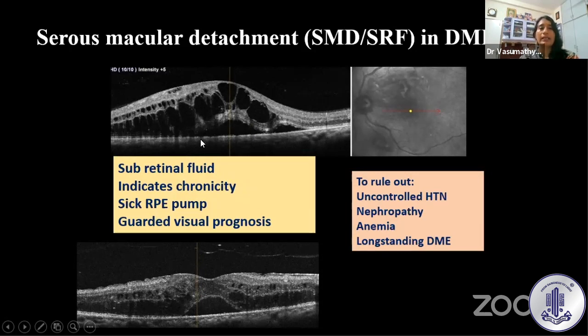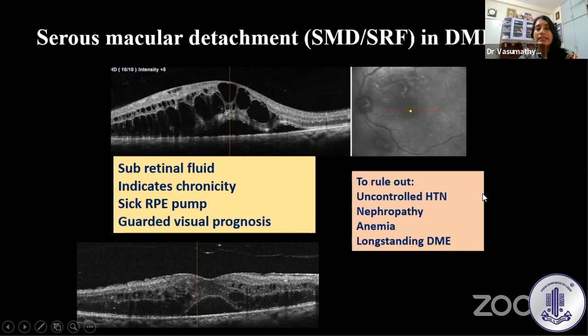The subretinal fluid basically indicates that the retinal pigment epithelial pump is sick, and as you can see, the RPE layer looks very thinned out. It also indicates chronicity, and of course it has a guarded visual prognosis. Whenever OCT picks up this extensive CME as well as subretinal fluid, it's not at all a good idea to do focal laser in these patients.